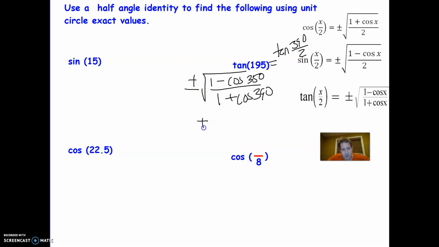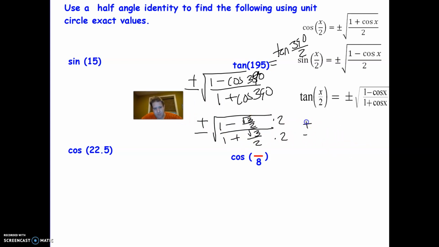So this becomes positive or negative square root of 1 minus cosine of 390, which is square root of 3 over 2. And then on the bottom, you've got 1 plus square root of 3 over 2. Okay, so the first thing I'm going to do is multiply both top and bottom by 2 to get rid of those denominators. So that gives me plus or minus square root of, whoops, not 1, 2. That's going to give me 2 minus square root of 3 over 2 plus square root of 3. Okay, so there's really nothing I can do here.